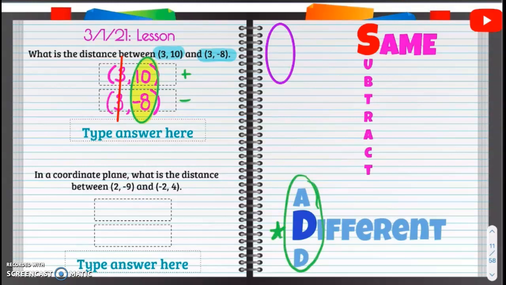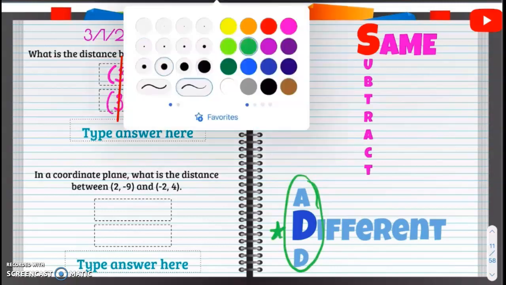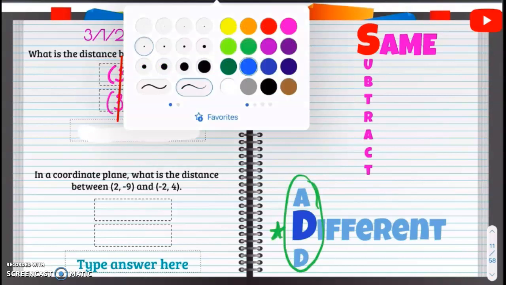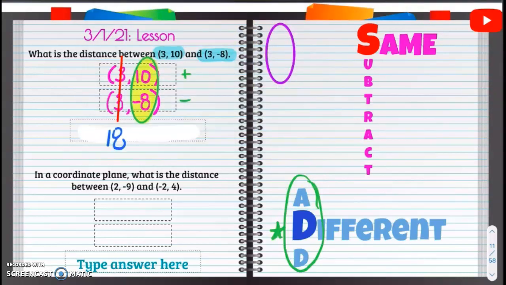We're going to have 10 plus 8, which is going to be 18. So you're going to just add both of the whole numbers. 10 plus 8 is going to be 18. So our answer is going to be 18 units.